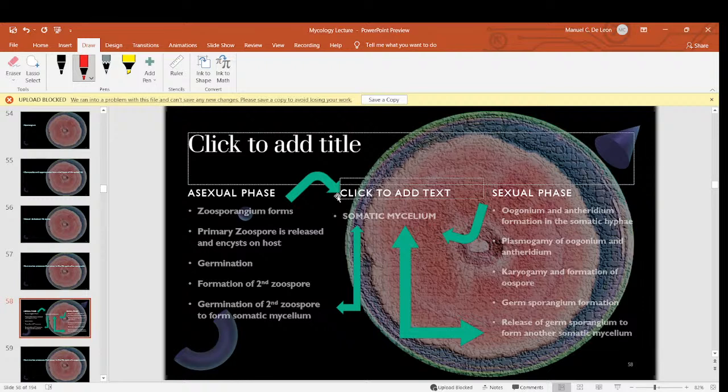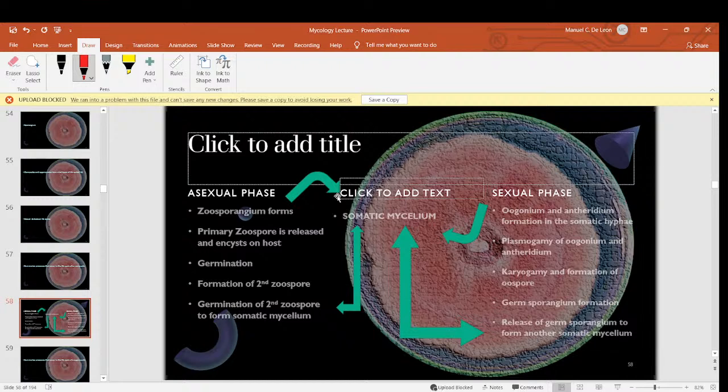That zoospore will be released and encyst itself on a host. By the way, what are the hosts for oomycetes? As I mentioned before, they are fish, mostly fish, and they will germinate in the fish, and then they will produce the secondary zoospore. That secondary zoospore will then form its own mycelium, and then it will be another mycelium.